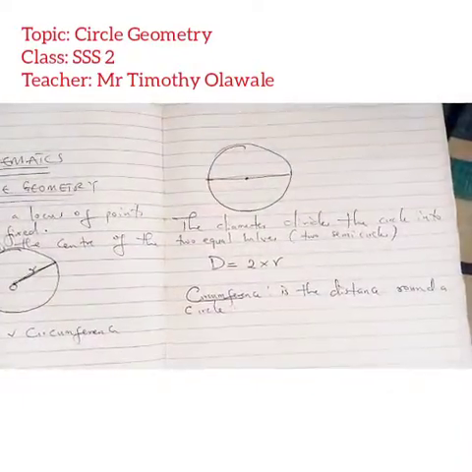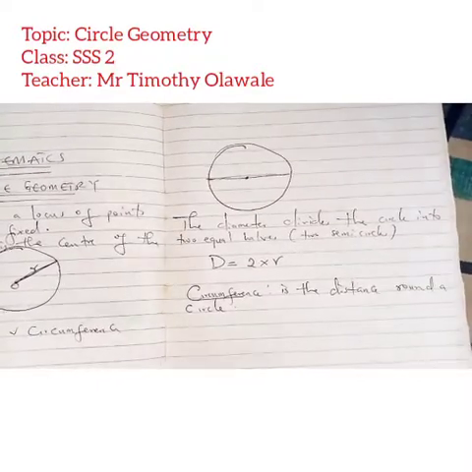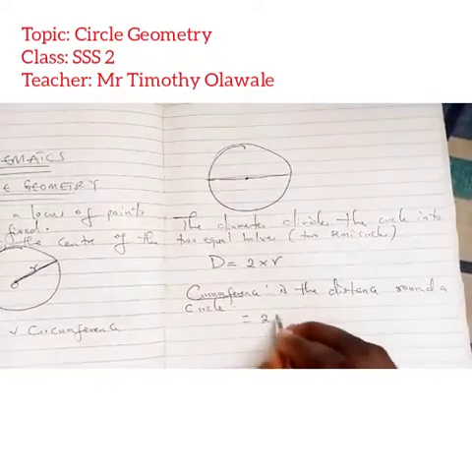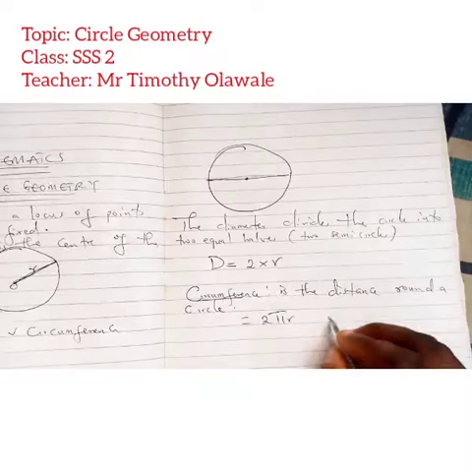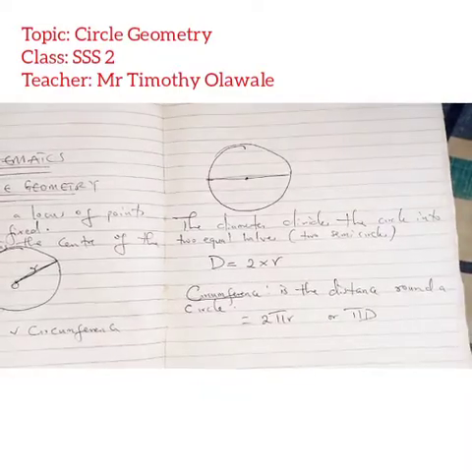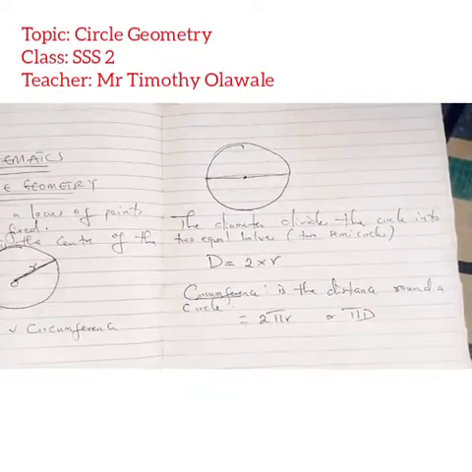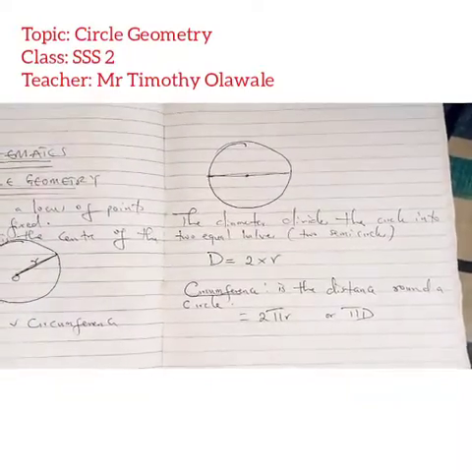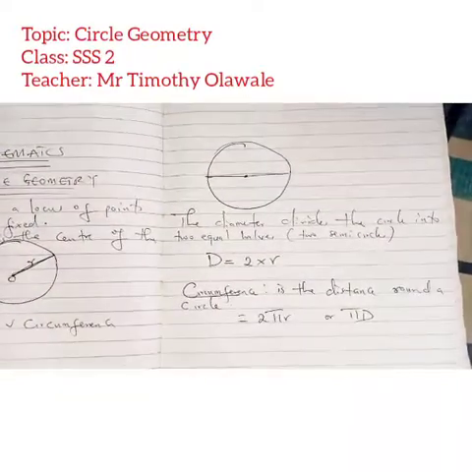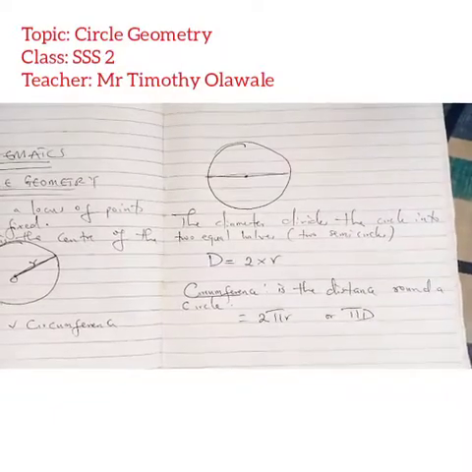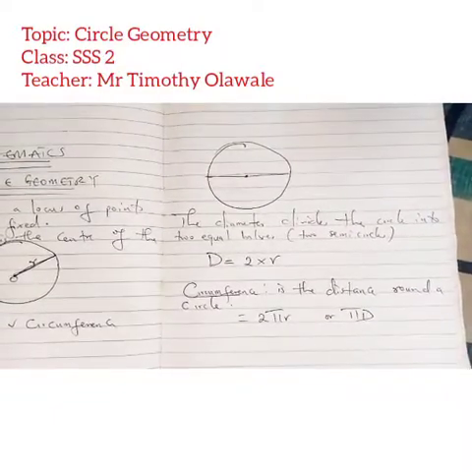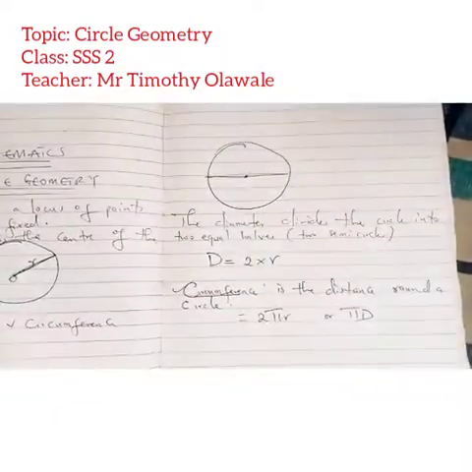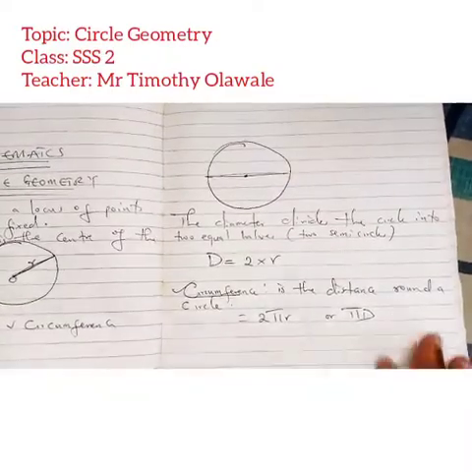Of course, we know the formula for finding the circumference of a circle. The circumference of a circle is 2 pi r or pi d. It's important you know these formulas, although that is not the focus of this class. Are you with me? We've talked about radius, diameter, and circumference. Now let's move to a chord.